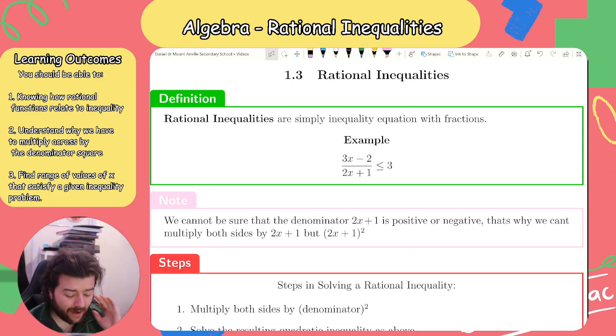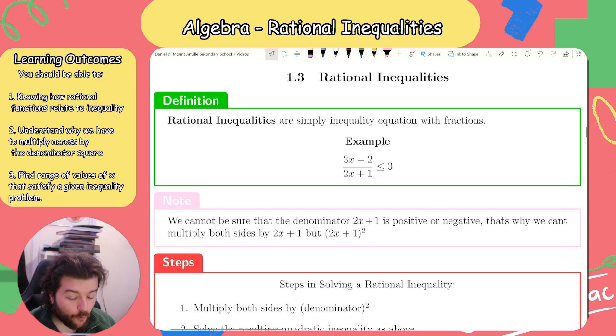Hello everyone. Okay, so in this video we're looking at rational inequalities. This is just a step above quadratic inequalities. We're going to end up with quadratic inequalities by the end of it. But what are rational inequalities? Well, rational inequalities are simply inequality equations with fractions. So 3x minus 2 all over 2x plus 1 is less than or equal to 3. That's it.